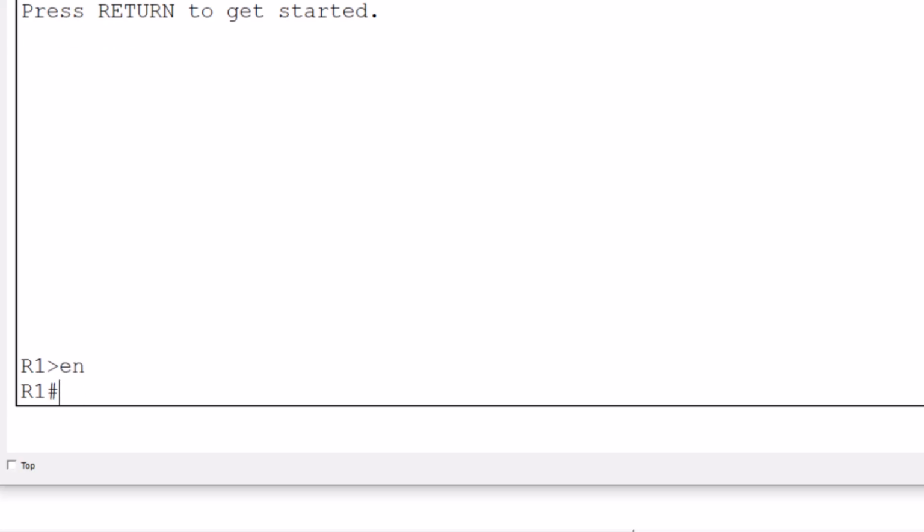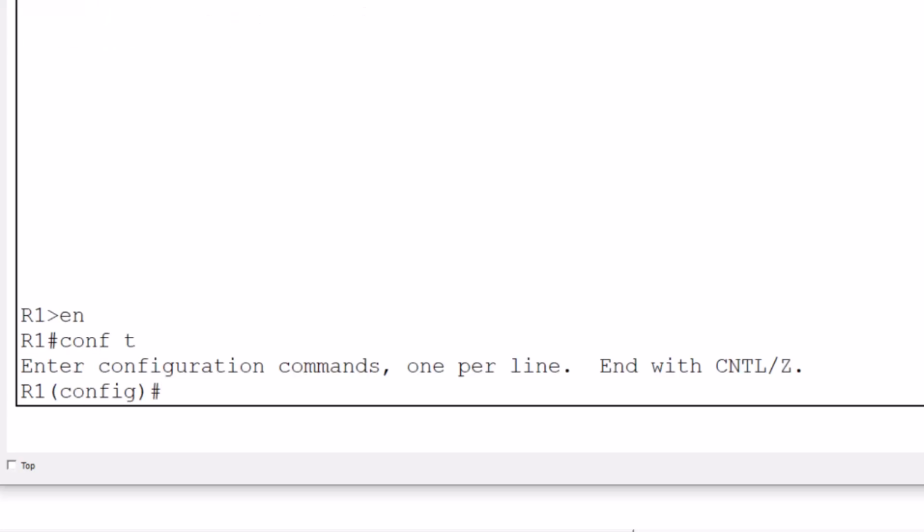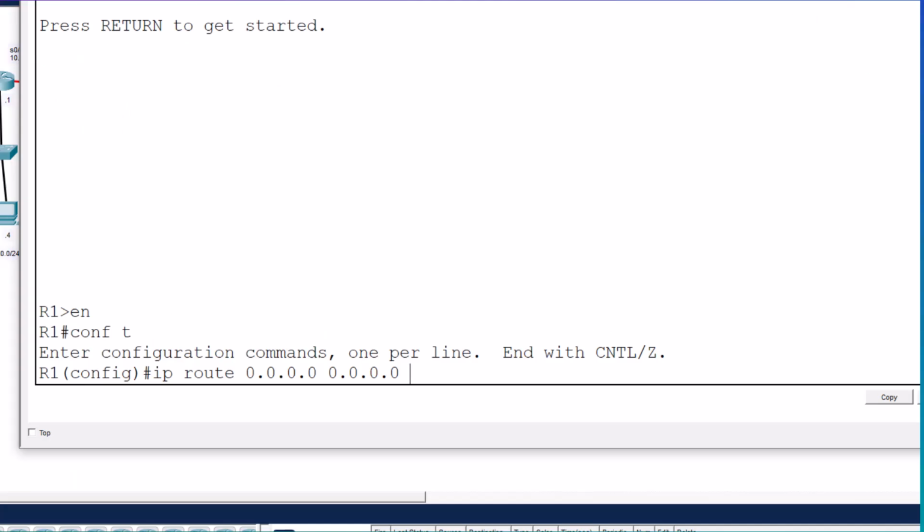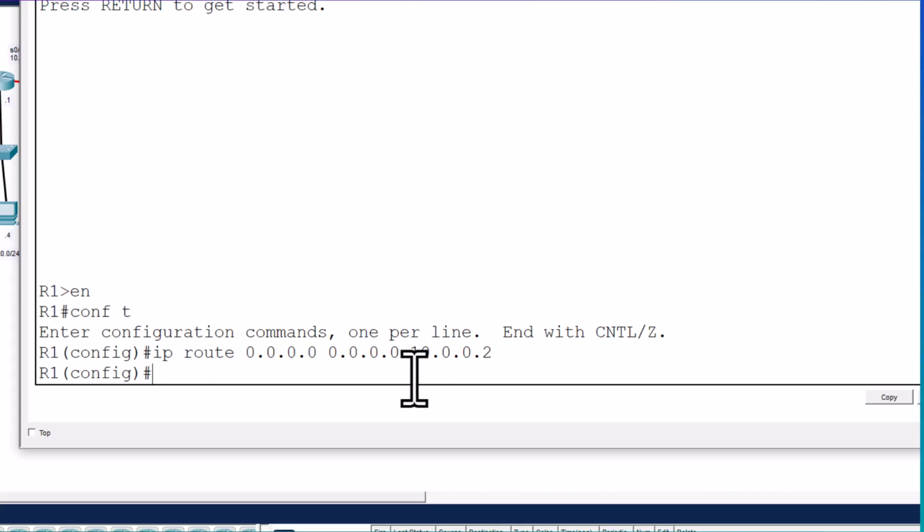We're going to configure this static default route over here on router 1 using the next hop method. So enable, conf t to get to global config mode, and then ip route, and we use a quad 0.0.0.0, space, 0.0.0.0. And then we're using our next hop. Let's take a look. Our next hop is 10.0.0.2. So here we have 10.0.0.2.